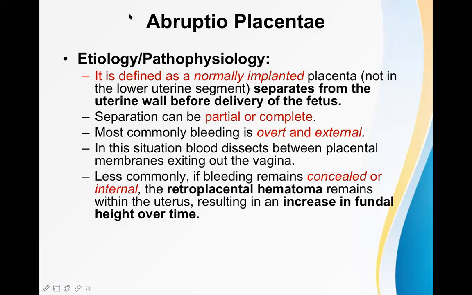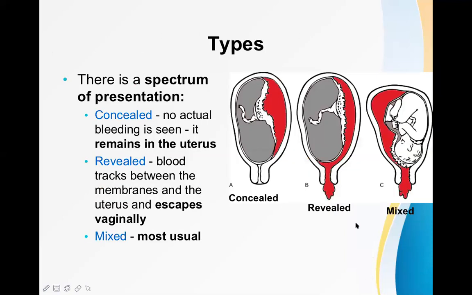Now, you already know this is a dangerous situation for the baby. Now, what are the different types of abruptio placentae? So all of you, please focus on your screen. There are three types which are very clearly shown. The first is called concealed type of abruptio placentae. The second is revealed type, and third is a mixed type.